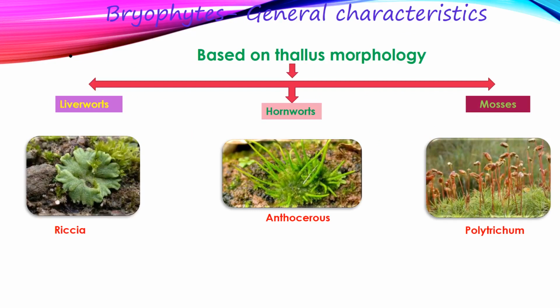Based on the thallus morphology, the bryophytes are traditionally divided into three classes. First one is liverwort, second one is hornwort, third one is mosses. In liverwort, the plant body is flat and prostrate. The plant body of the hornwort is flat and very similar to the liverwort, but they have a horn-like structure arising from the plant body. These horn-like structures are called sporophyte. The plant of the mosses are leafy and usually erect, which typically looks like a lawn plant.